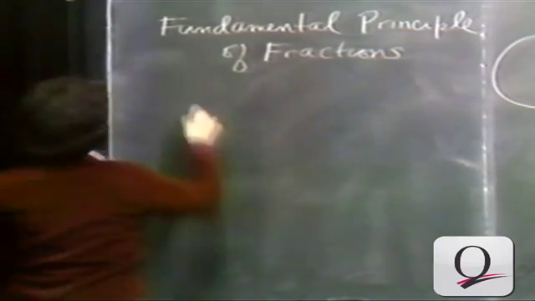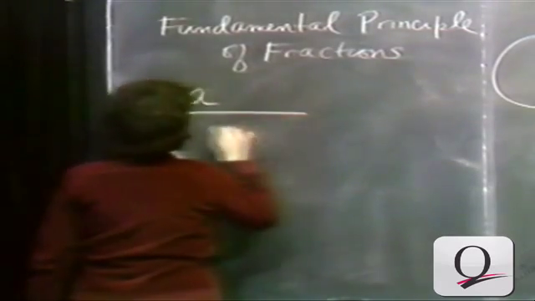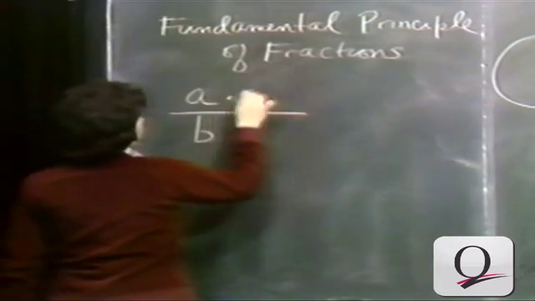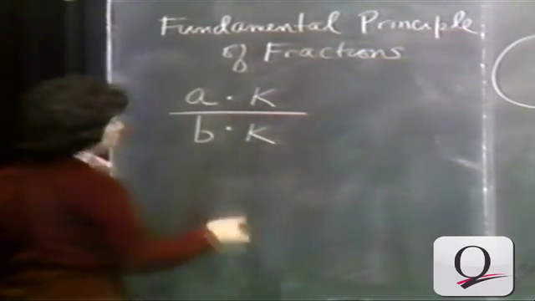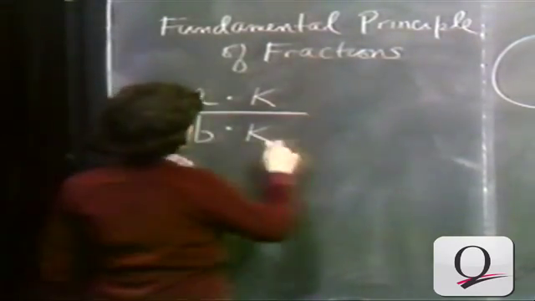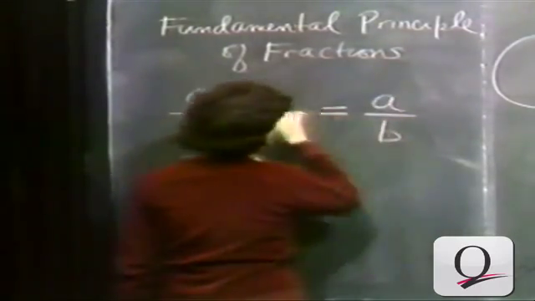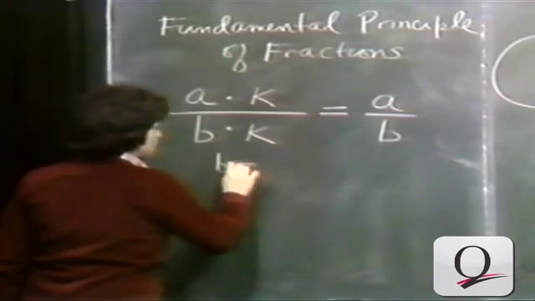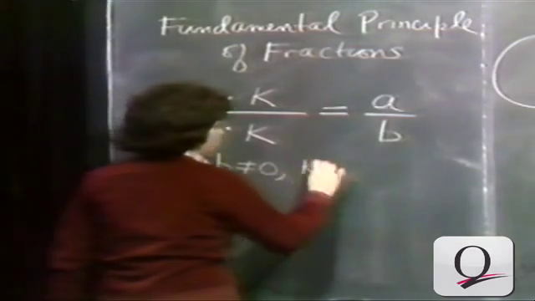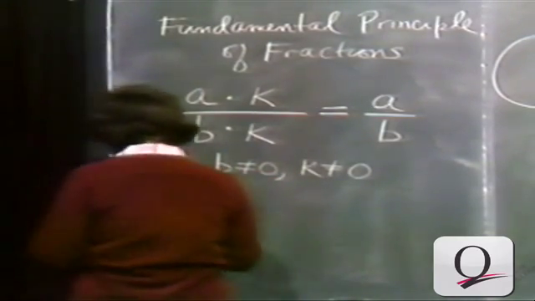Okay, if you take a fraction a over b, and you multiply the top and the bottom of this fraction, the numerator and the denominator, by the same non-zero number k, you get a fraction which is equal in value to the original fraction. In this case, b is not 0, k is not 0, because we don't divide by 0. In words, we could write it down this way.